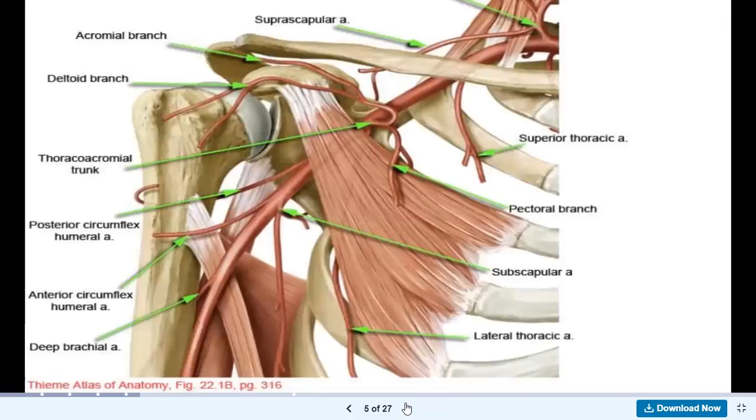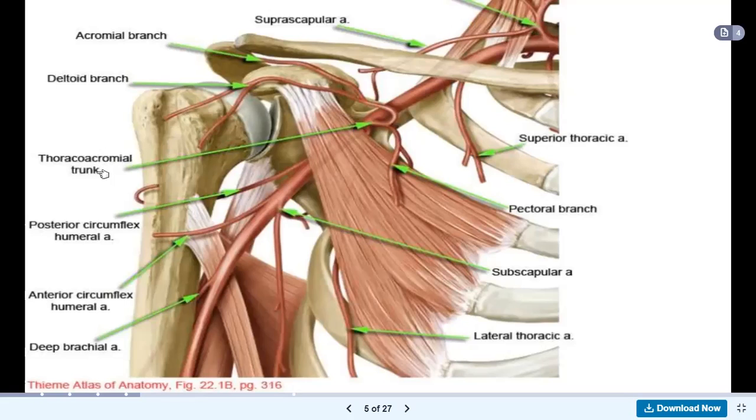diagram here. Now, this is our axillary artery. From here down to this place is our axillary artery. So let's try to identify the branches. So here, you see this one coming here, superior thoracic artery, from the first part of the axillary artery. And then here, you see what is called the thoracoacromial trunk.